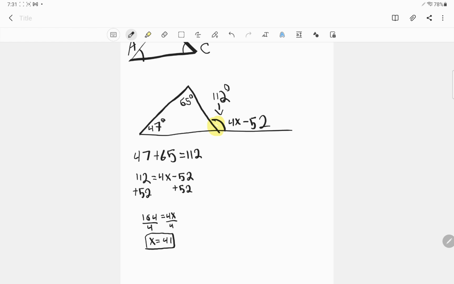Now we're actually going to move into interior angles. I think interior angles is probably going to take a little longer just because you have to do multiple steps. So if you flip over to your interior angle section, you're going to see that you have a triangle just like this for number 1.